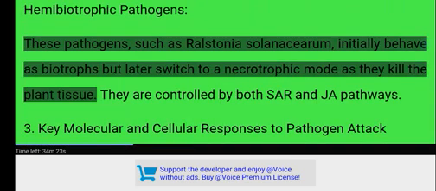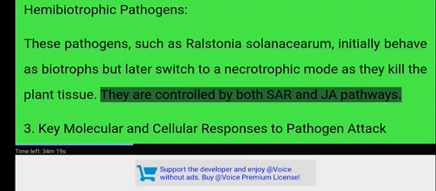Hemibiotrophic pathogens. These pathogens, such as Ralstonia solanacearum, initially behave as biotrophs but later switch to a necrotrophic mode as they kill the plant tissue. They are controlled by both SAR and JA pathways.